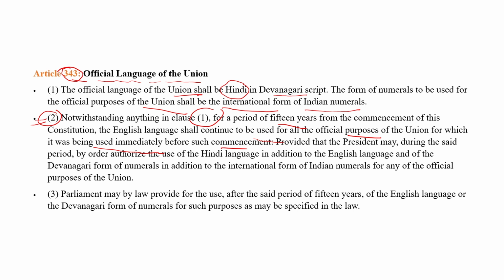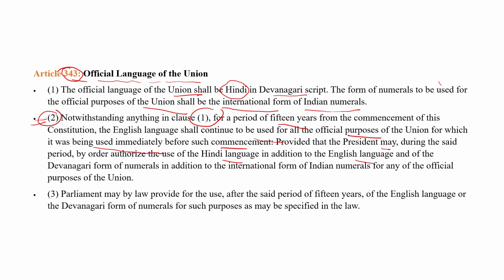But after the opposition by the South Indian people, the Constituent Assembly continued English for 15 years as the official purpose of the Union, as it was being used immediately before such commencement, provided that the President may, during the said period, by order authorize the use of the Hindi language in addition to the English language also. So it provides all the powers to the President that, by the order of the President, Hindi or English language can be declared as official.